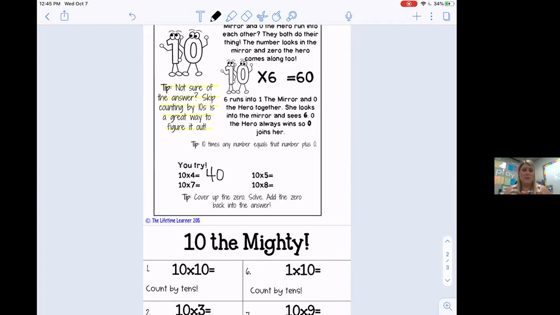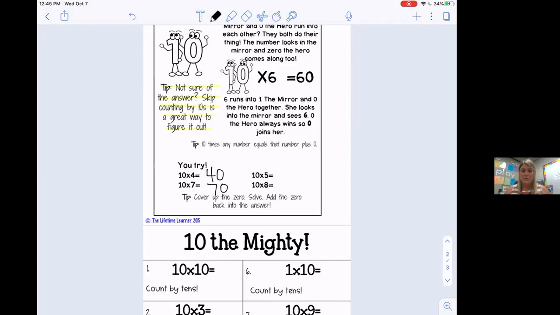Let's get the next one. 10 times 7. So again, what number am I multiplying 10 by? The answer in this multiplication sentence is the number 7. So I'm going to hold up 7 fingers. Now I'm going to skip count by tens until all of my fingers are down. 10, 20, 30, 40, 50, 60, 70. I don't have any more fingers standing up, and I stopped at 70. So 70 is my product.